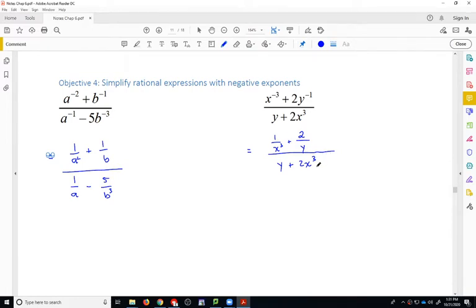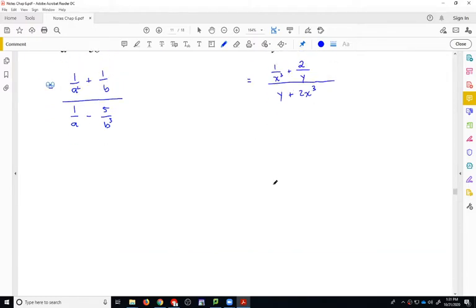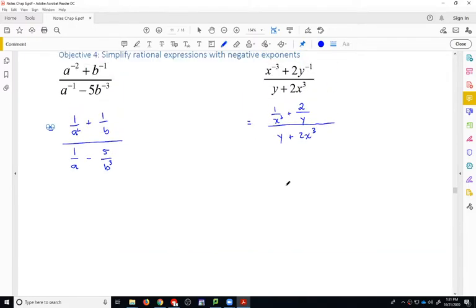Then what we're going to do is we are going to solve these. I'm going to do this one first using the creation method. So the first step in the creation method is to write it as a division question. So it would be 1 over a squared plus 1 over b divided by 1 over a minus 5 over b cubed. Then you're going to create your common denominator separately. So this one would have a common denominator of a squared b.